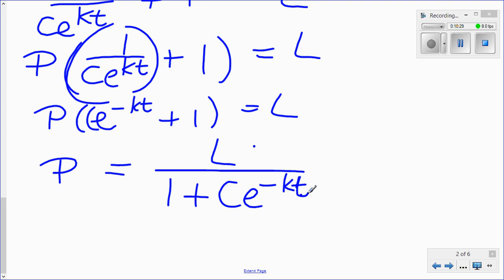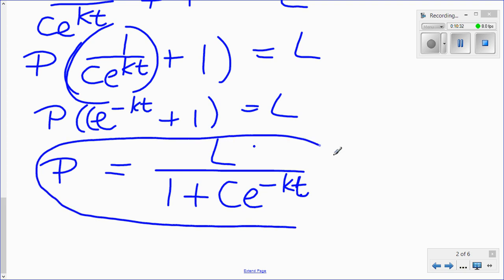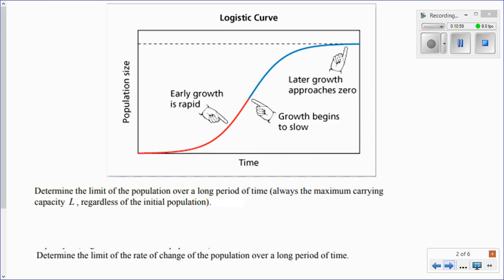Okay, so this is the equation that you get when you solve the logistic differential equation, and this is what's called a logistic growth model. Okay, now keep in mind that L is still your carrying capacity, k is still your growth rate, t is still time, and then of course P is your population. Okay, now what does that graph look like? Well, this is what the graph looks like, and it's sometimes called a logistic curve.